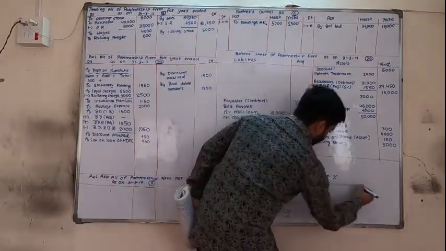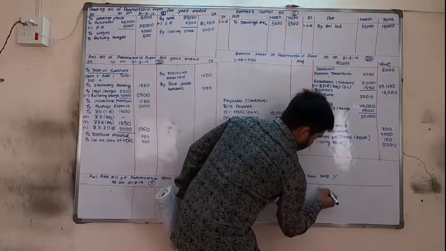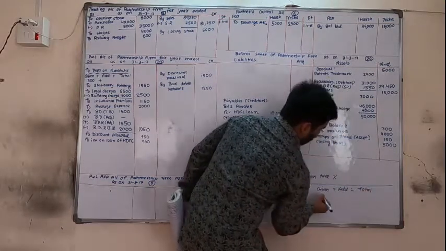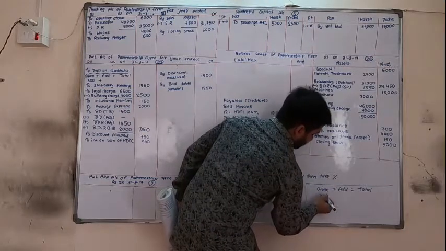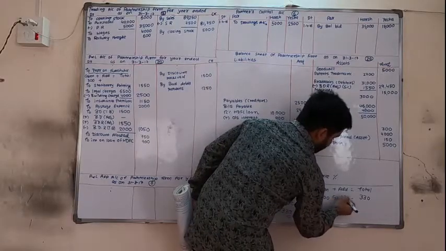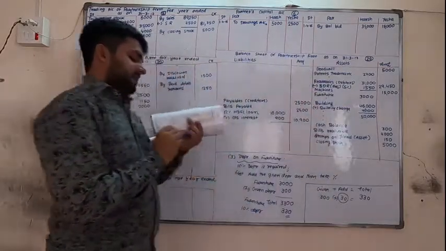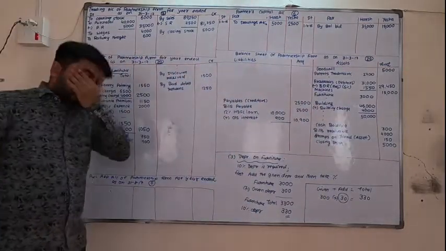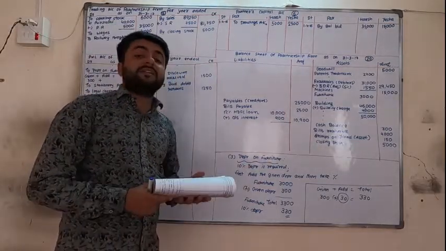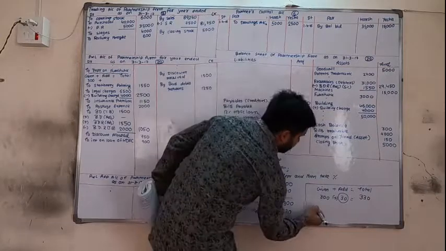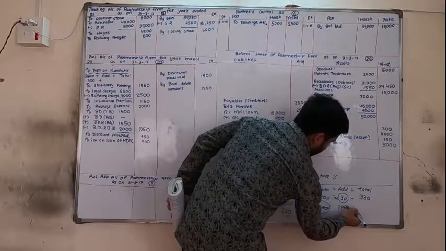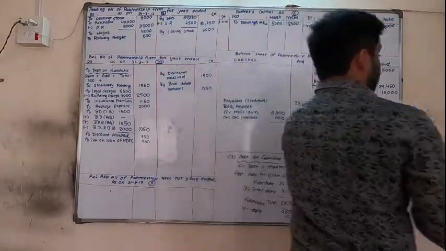Now here, given plus additional equals total. Given was 300, total is 330. So the additional would be how? 300 was given and 330 is the depreciation at 10%. So 30 is the extra depreciation. This will have one effect. This will have two effects. Okay, let's do it.